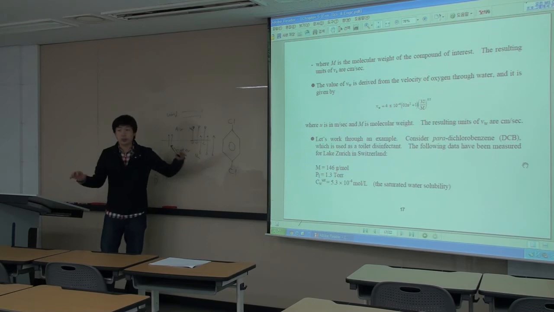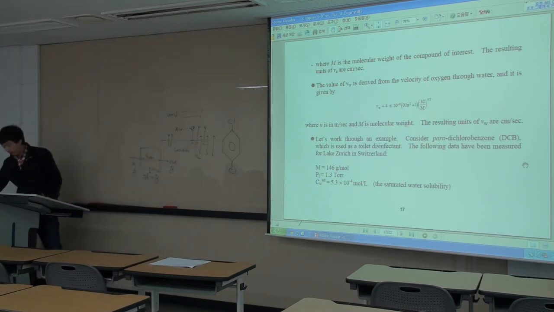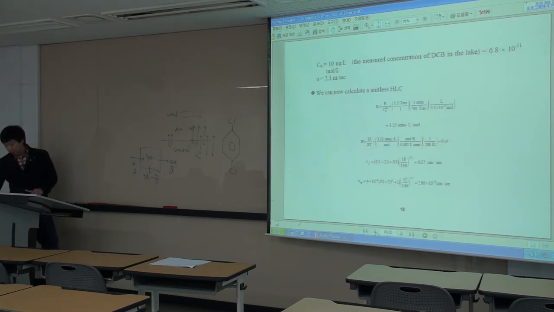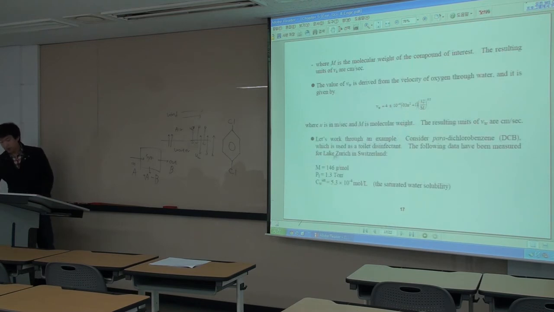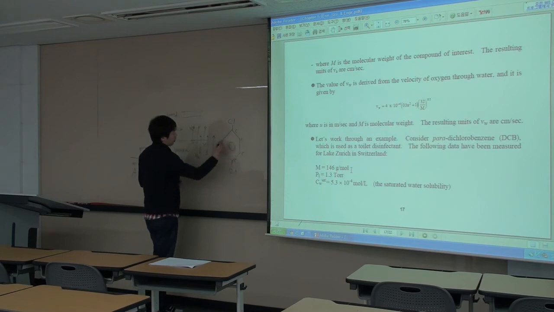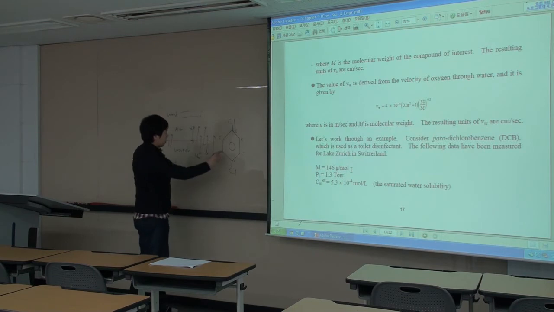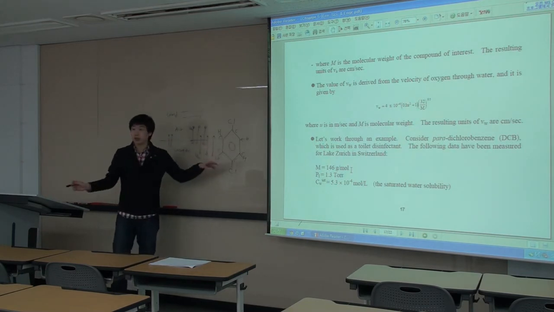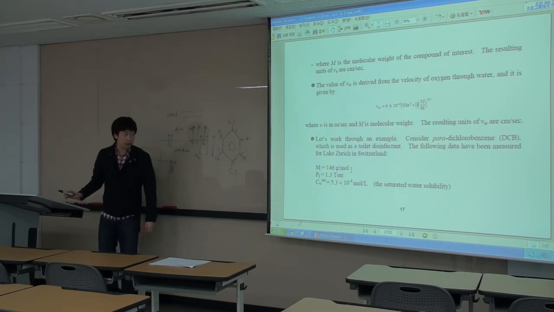Anyway, this compound is dissolved in this lake. Yeah, you can see these data. Per the lake treaty in Switzerland, this compound is now in the lake. And you can see M is the molecular weight. Maybe it's similar: it has 6 carbons and 2 chlorines, and maybe here is the H. Yeah, if you calculate, it is similar to 146 gram per mole.